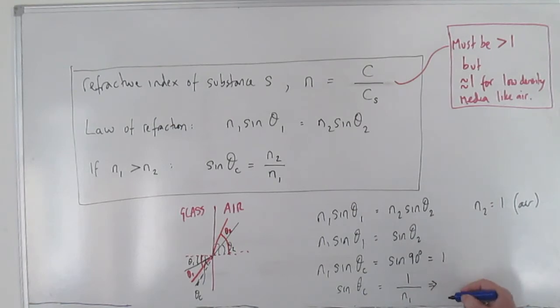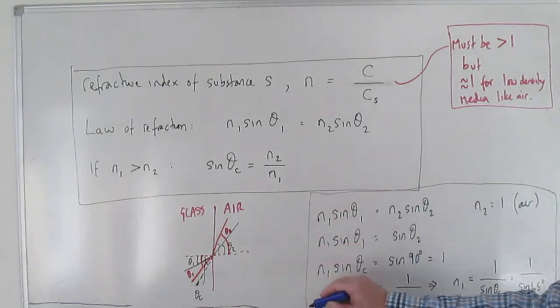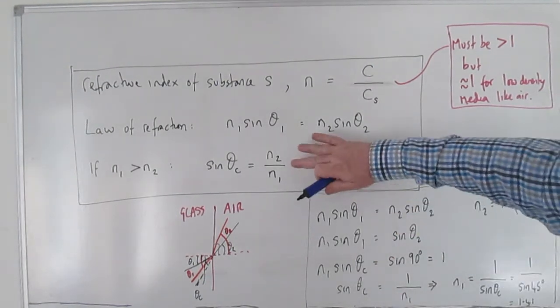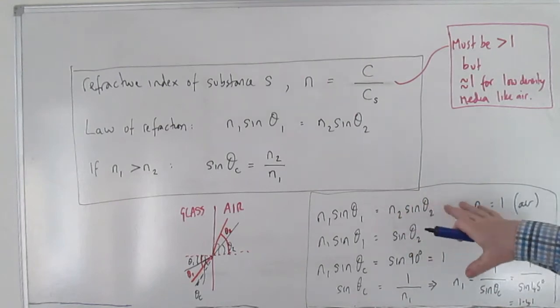which we can therefore rearrange to get that n1 is equal to 1 over sine θc, which is 1 over sine of 45 degrees, which is indeed 1.41, which is what it says in the question. Okay, so you could get the answer just by doing that, and in fact you could get the answer just from here. Okay, so you don't need to do the derivation to get there.